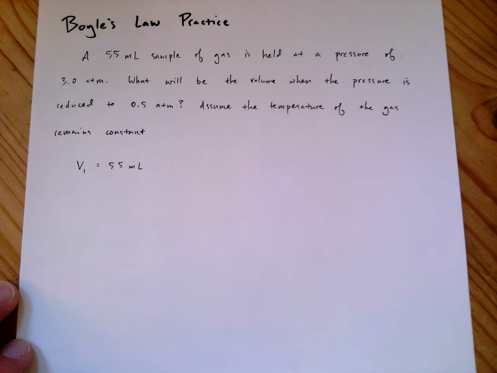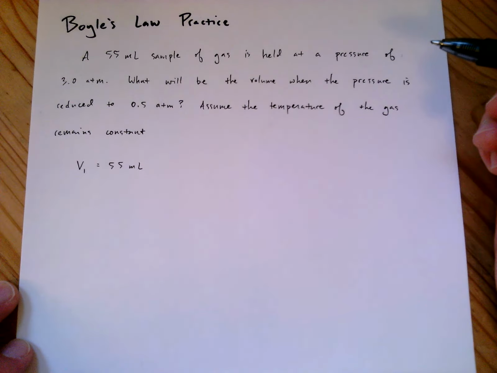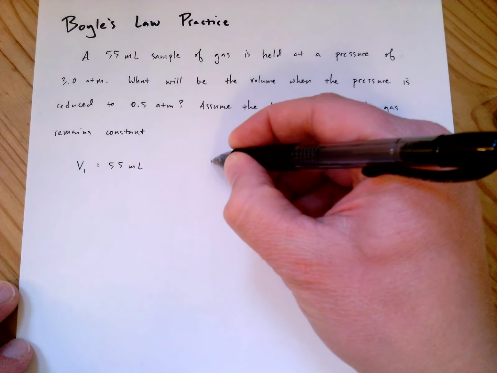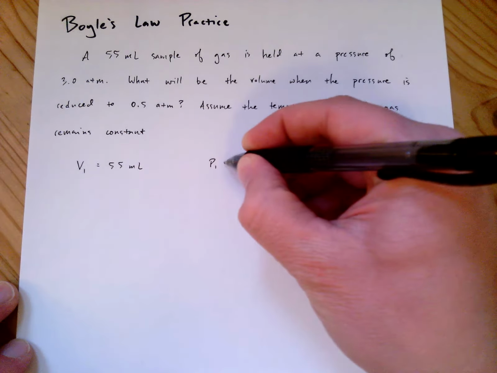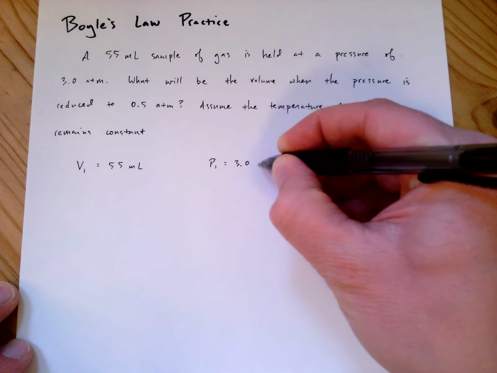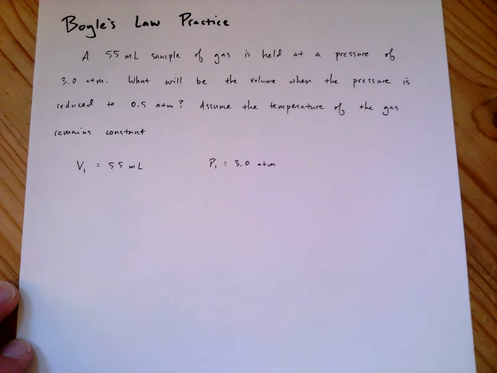A 55 milliliter sample of gas is held at a pressure of 3 atmospheres. All right, so there's our pressure 1, 3 atmospheres. Again, pressure can be in other units. It can be in PSI. It can be in some strange units, like occasionally you see torr, T-O-R-R. But typically we're using atmospheres.